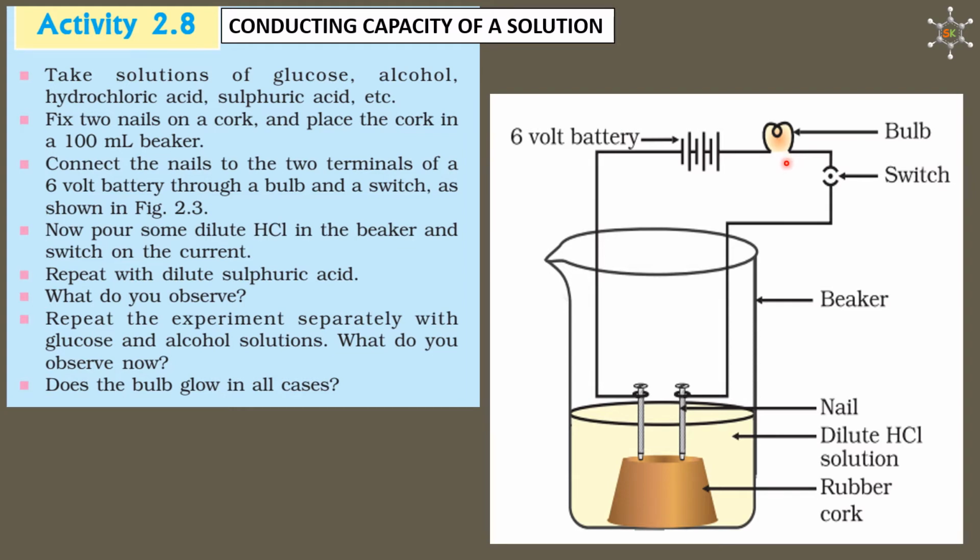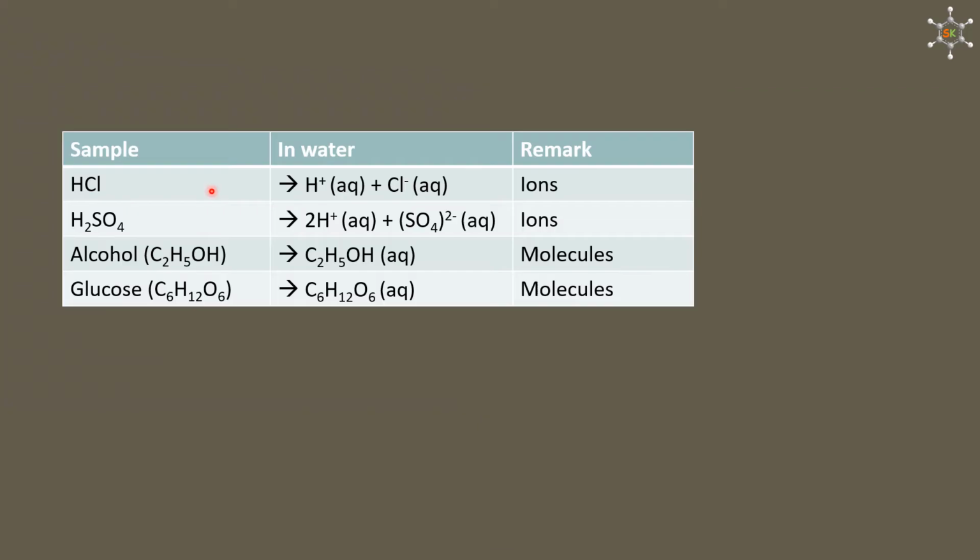If the solution is conducting, then the bulb will glow. If it is not conducting, then the bulb will not glow. Repeat the experiment by replacing hydrochloric acid with sulfuric acid solution, glucose and alcohol. In this experiment, we are considering the solution of these samples in water.